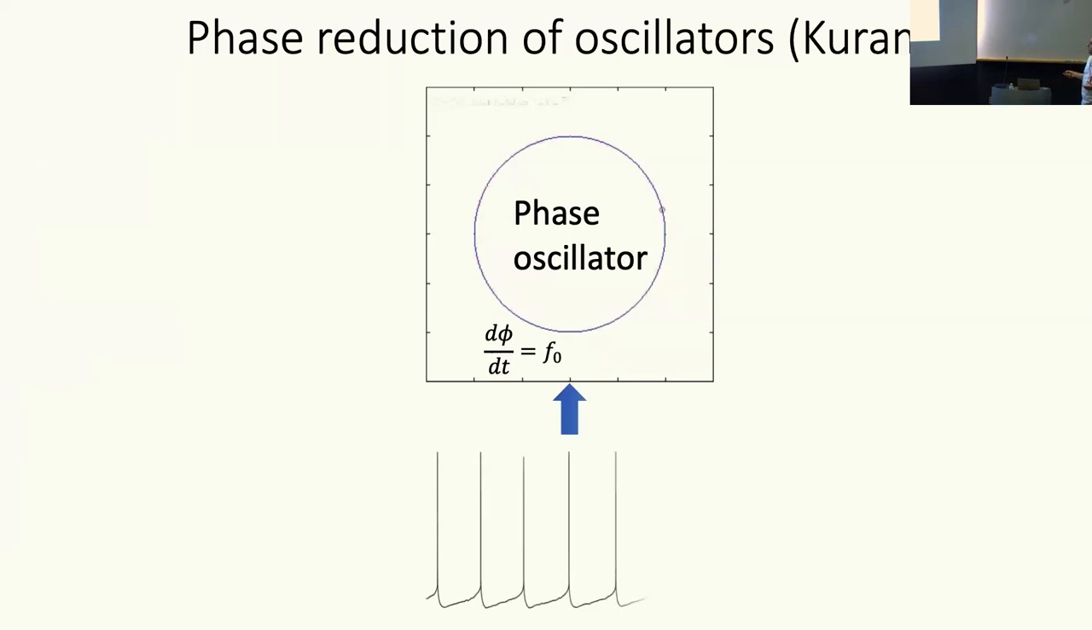We actually think about them as a phase oscillator. They have a phase going from 0 to 1, or sometimes 0 to 2 pi. And the equation is really, really easy. It's just that the derivative of the phase with time is a constant. That's the frequency. It seems very simple, but it's actually very, very useful, not only theoretically, but also empirically.